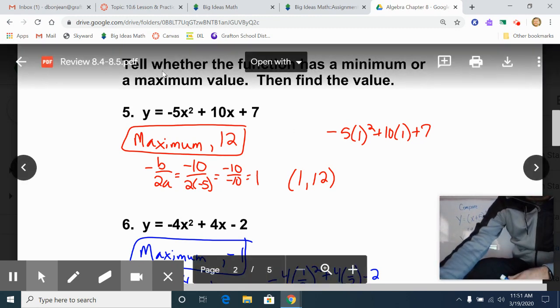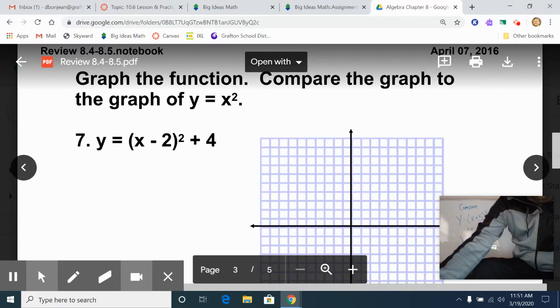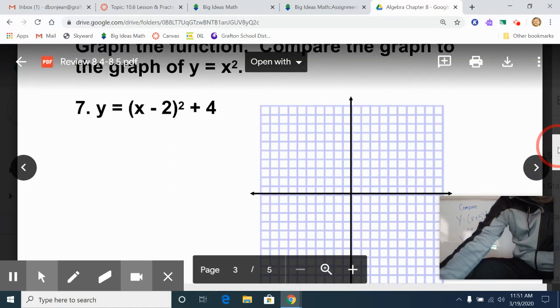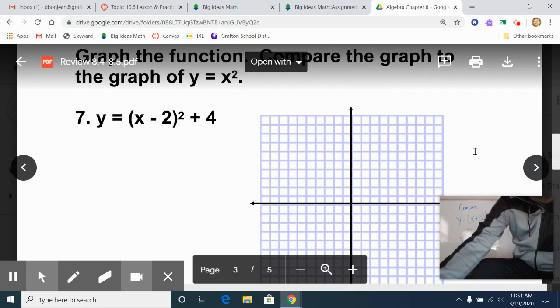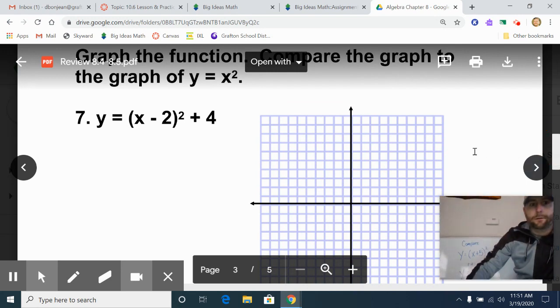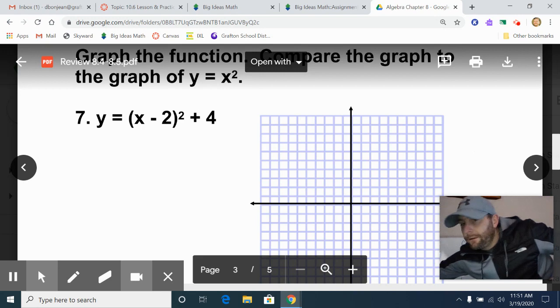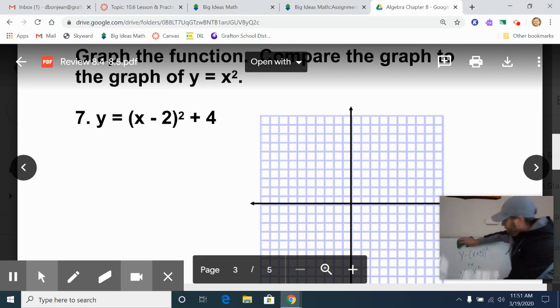And finally, we're going to run through number 7 right here. This is going to be like number 4 on your quiz. So let's talk about this. We haven't talked about this in a while.